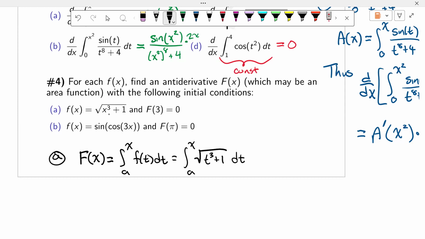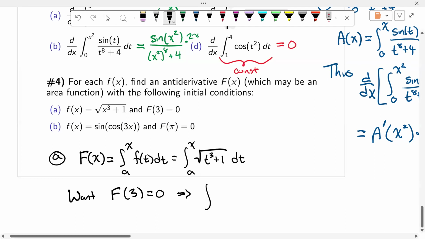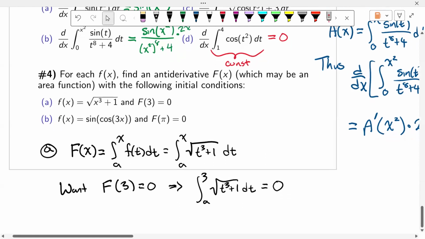Now, the other requirement is I want f of 3 to equal 0. So we want f of 3 equal to 0, which is to say we want this integral from 3 to a of t cubed plus 1 dt to equal 0. Now, can anyone think of a value of a, little a, that'll make that happen? 3, yeah. All right. In that case, you're just integrating from 3 to 3, right?